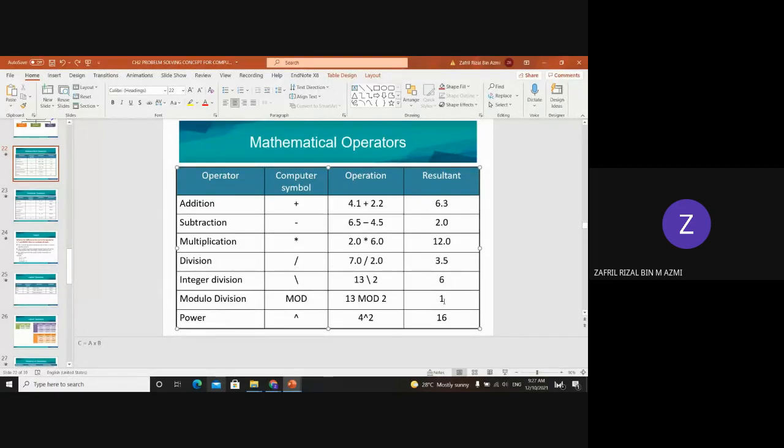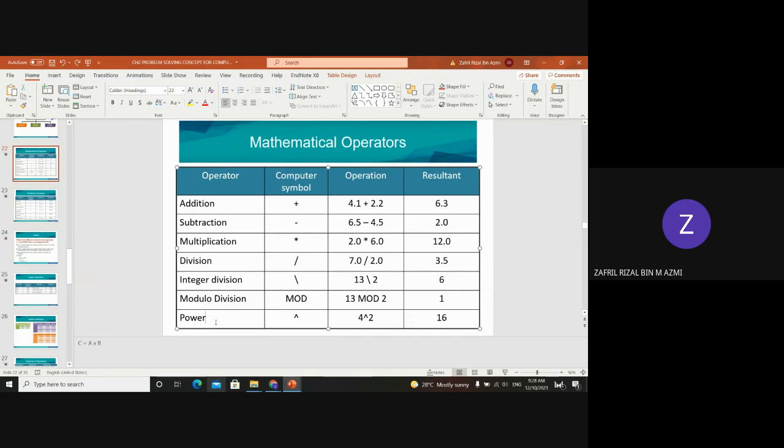The remainder of this operation. So the result is going to be 6, but the remainder is 1. The remainder of the division. Do you understand remainder? 6 times 2 is 12, and 13 minus 12, you get 1. So 1 is the answer.